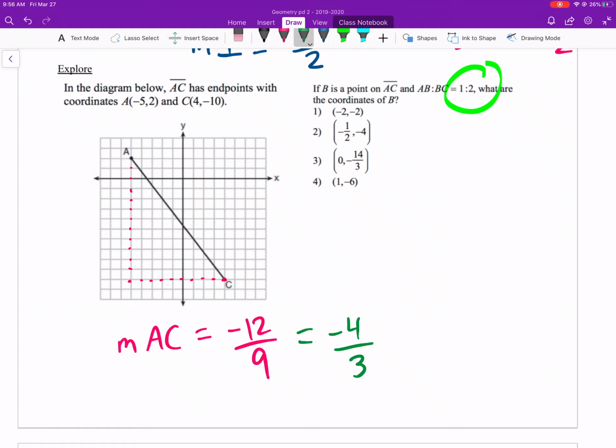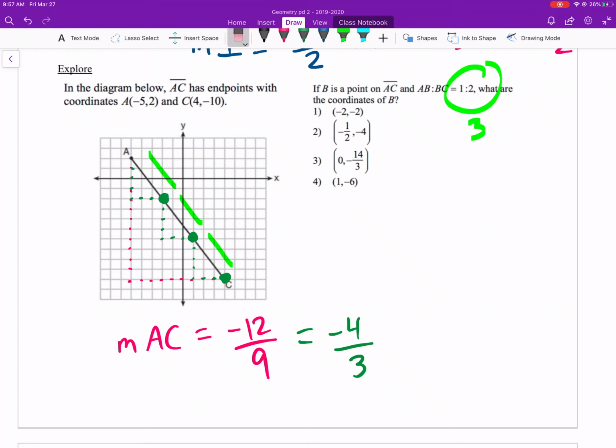So down 1, 2, 3, 4, right 3, make a point. Down 1, 2, 3, 4, right 3, make a point. Down 1, 2, 3, 4, right 1, 2, 3, make a point. So you can see we have 1, 2, 3 pieces in total, which is perfect because we need 3 pieces. Now we need a ratio of 1 to 2.